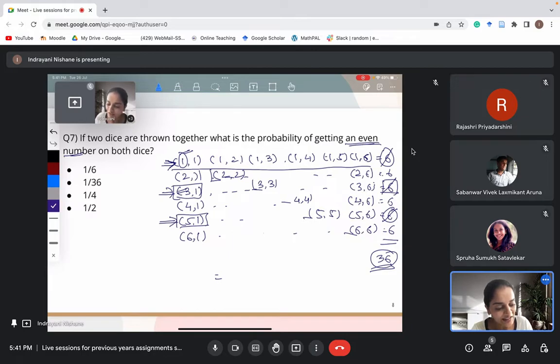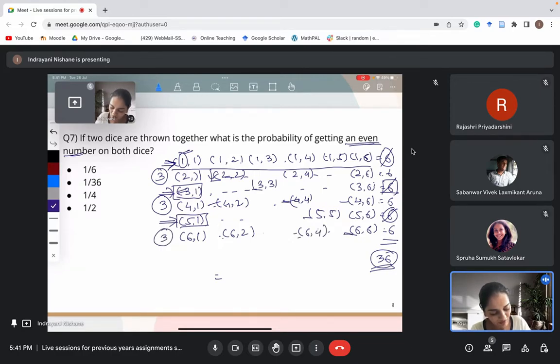Now we want to calculate even number on both the dice. Okay, so 2, 2, then similarly 2, 4 and 2, 6. So 3 cases for this row. Similarly 4, 2, 4, 4 and 4, 6. 3 cases for this row, and 6, 2, 6, 4 and 6, 6. 3 cases for this row. So we have a total of 9 cases. So for our solution the probability will be the number of desirable cases, that is 9, over the total sample space, that is 36, which is 1/4. So the answer is this particular option.